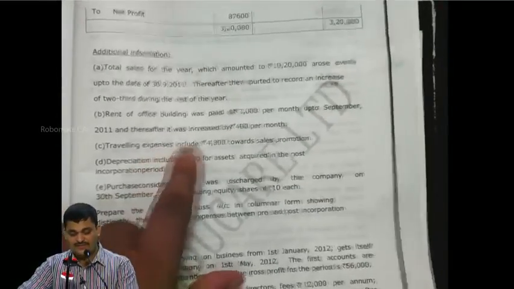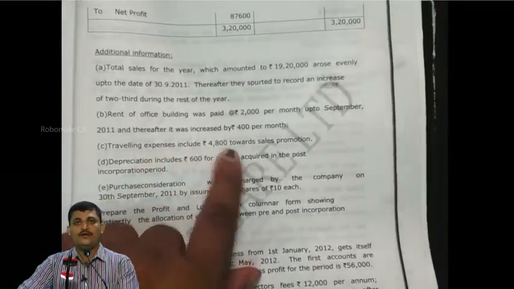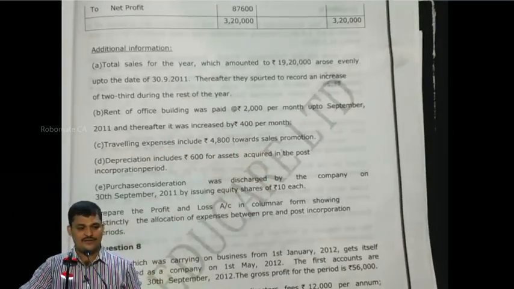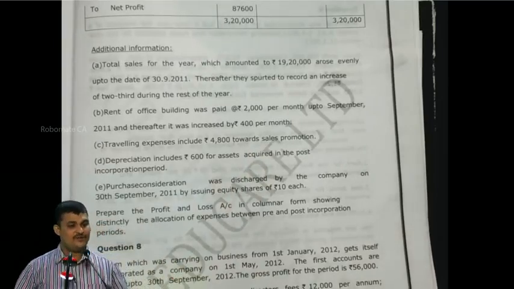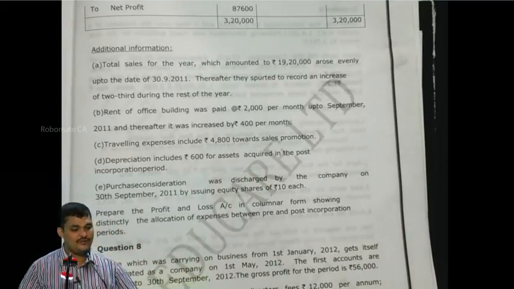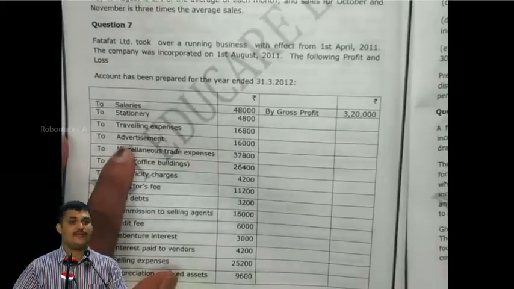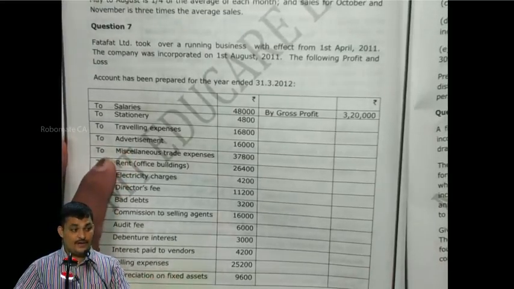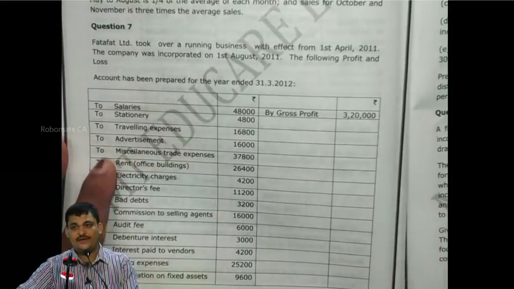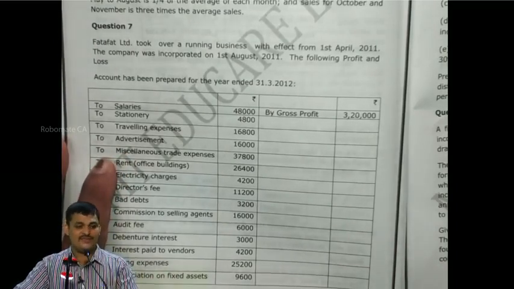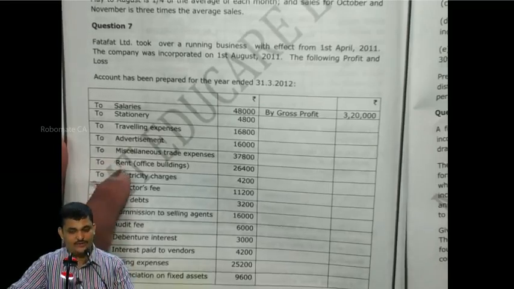The travelling expense includes rupees towards sales promotion. So maybe you can provide a working note and split the travelling expense into travelling expense based on time, and then the balance sales promotion in the proportion of sales. Clear? Advertisement, sales ratio. Miscellaneous trade expense, time ratio. Trade expense does not mean selling expense. Understood? It is an expense relating to our business, that's all. Thereby it is time ratio.